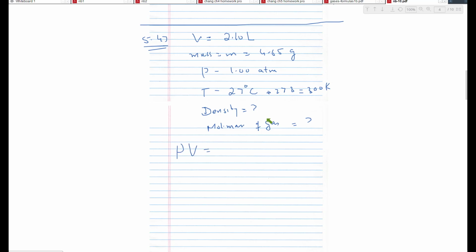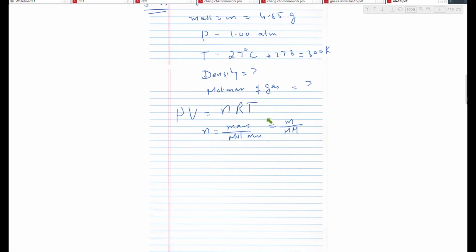The general gas equation is PV equals nRT, you know, right? n is the number of moles, and mole is equal to the mass over molar mass. So I'm writing mass as M and molar mass as MM. Now I want to bring the molar mass, because they are asking for molar mass, right?